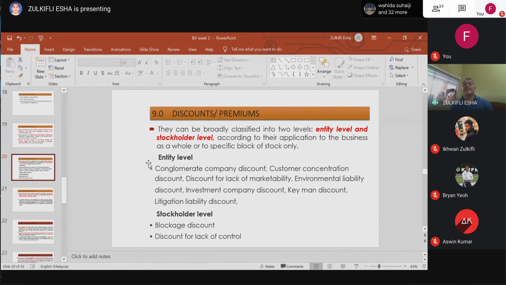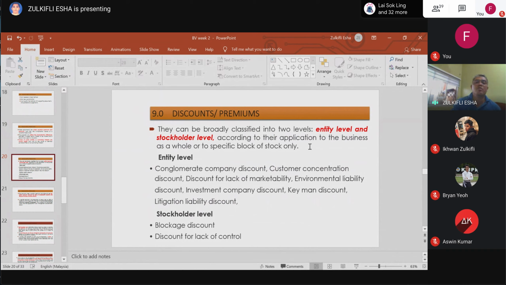So discounts and premiums again, they can be broadly classified into two levels, entity level and stakeholder levels. So that's why at the very beginning, you need to know who are your stakeholders, who are your shareholders. Kan? At the early part, just now we have discussed that in the data collecting process, you need to interview the stakeholder, the shareholder, the management of the company, the board of directors. So you need to find some information about the level of entity and stakeholder for the company, according to the application to the business as a whole or specific block of stock only.